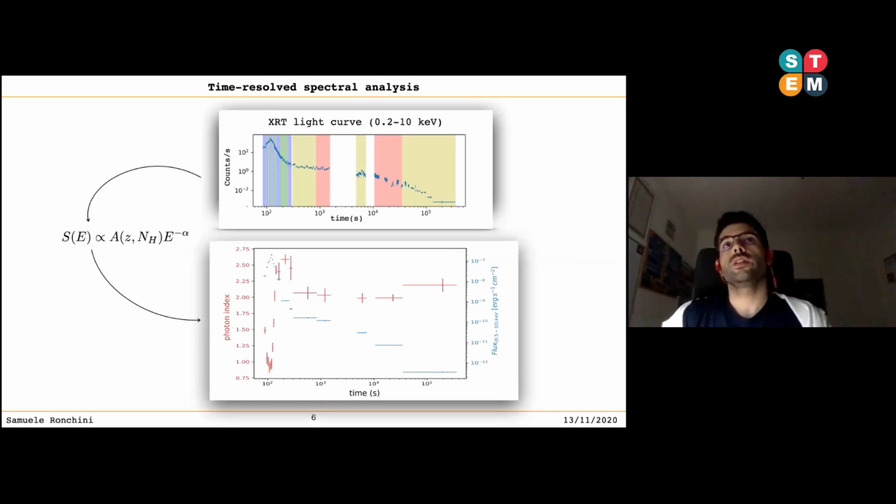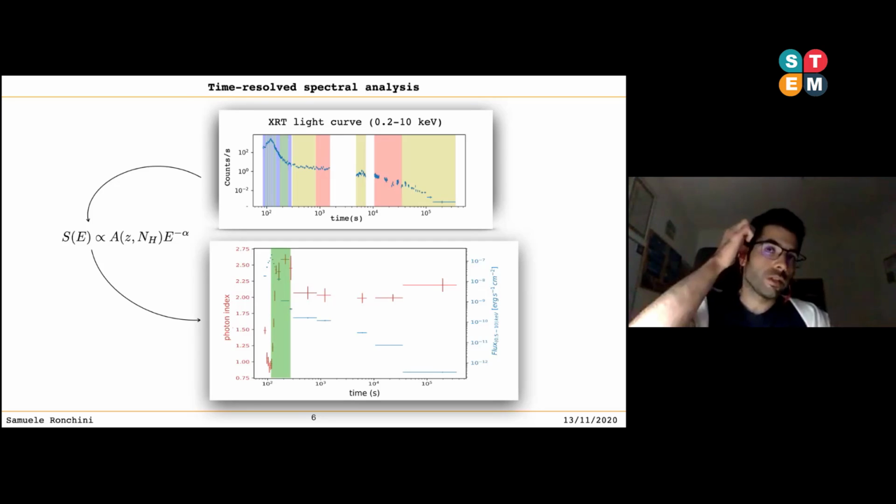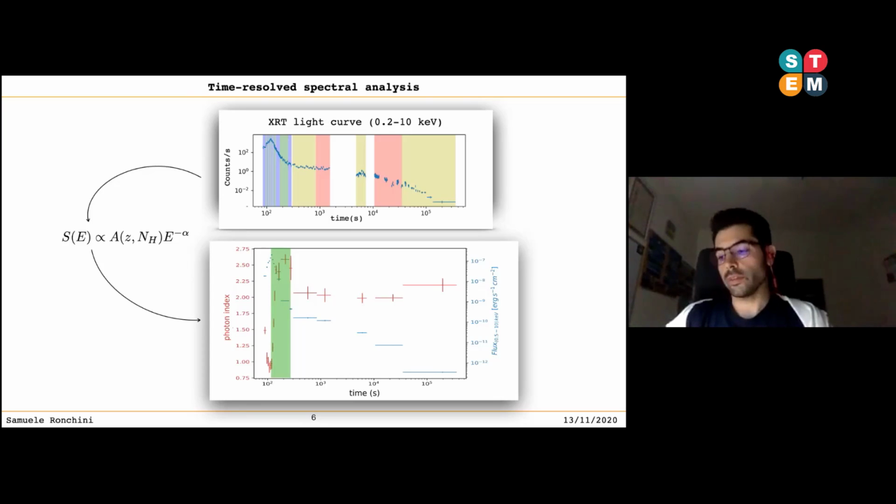What we did is a systematic time-resolved spectral analysis of XRT light curves. For each time bin of the light curve, we extracted the spectrum and fitted it with an absorbed power law, and we analyzed the evolution of the photon index alpha as a function of time, with a specific focus on the steep decay phase.